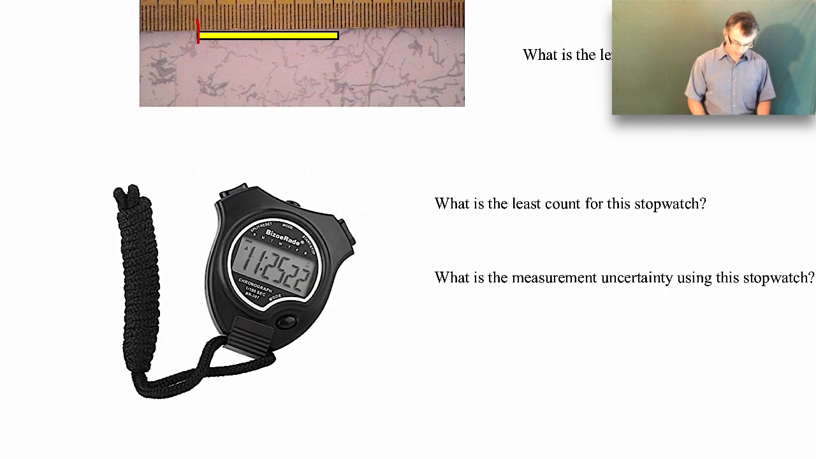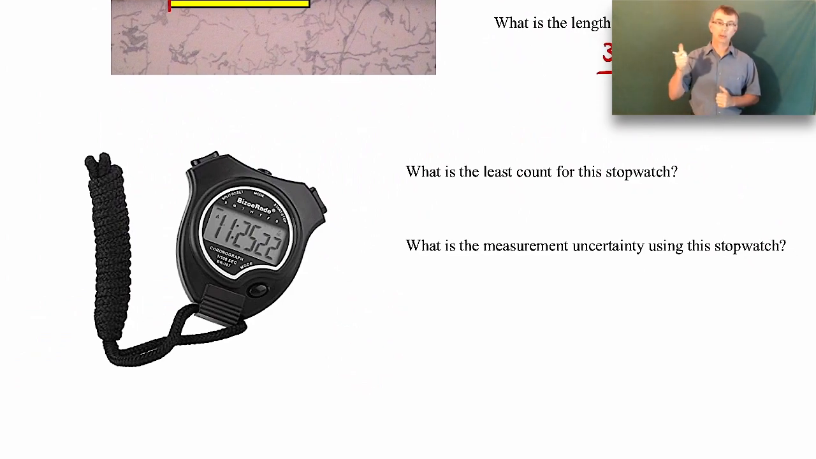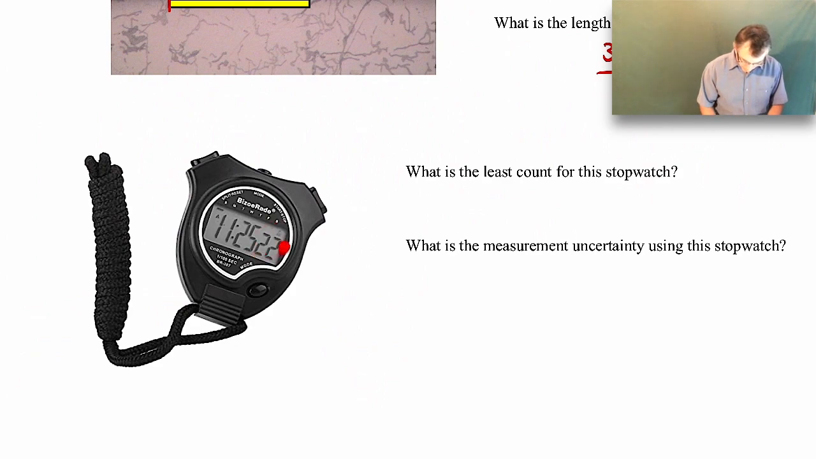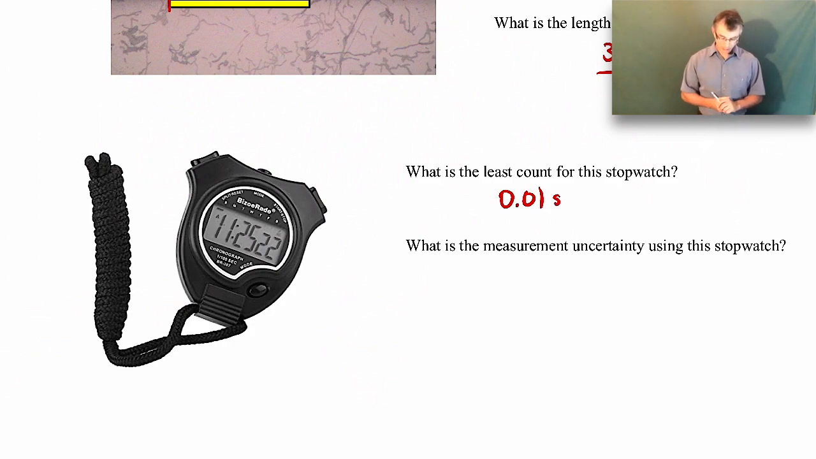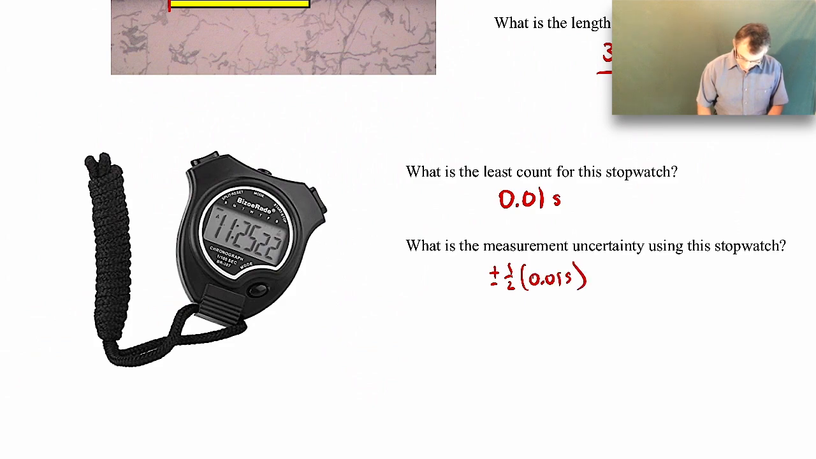Let's do another example. Let's say we have this electronic stopwatch. You operate it with your thumb. And what is the least count for this stopwatch? Well, if you look at this for a moment, you'll see that it goes down to the hundredths of a second. So the least count for this would be 0.01 seconds. So then what is the measurement uncertainty using the stopwatch? Well, you would think that it'd be plus or minus 1/2 of 0.01 seconds, or plus or minus 0.005 seconds.